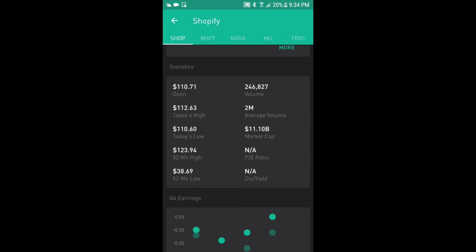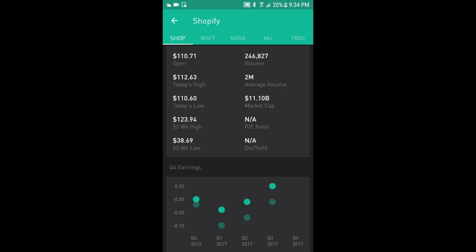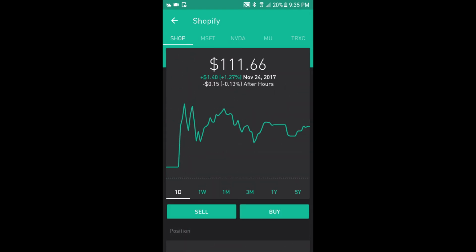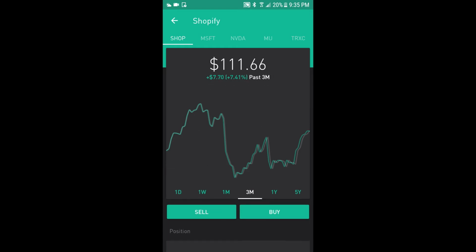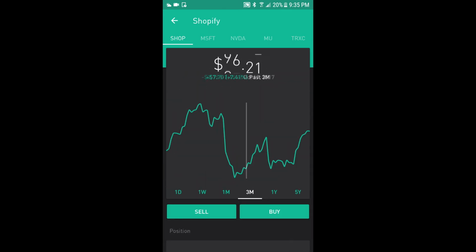The statistics it gives you about each stock: the price that it opened at for the day, the day's high, the highest price that the stock was at for that day, the lowest price the stock was at for that day. And then it also tells you the highest it's ever been in the last year, as well as how low it's ever been in the past year. As you can see, I am not really that close to the 52-week high because there was a huge dip recently. So that's why the 52-week high is higher than the price that it is now.